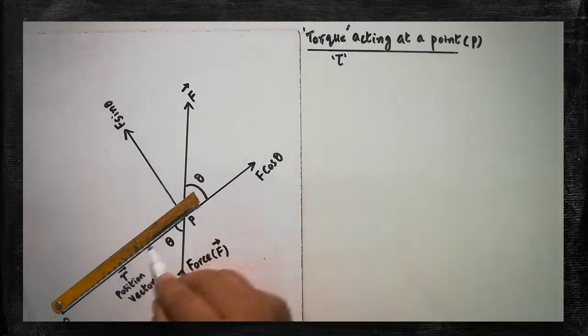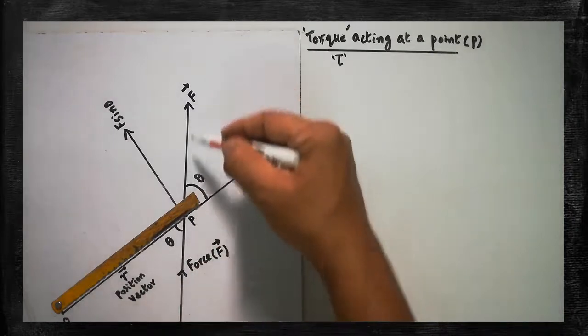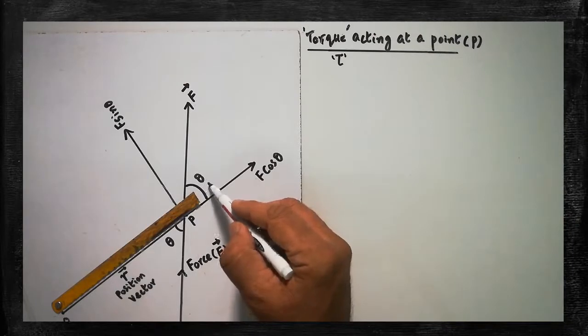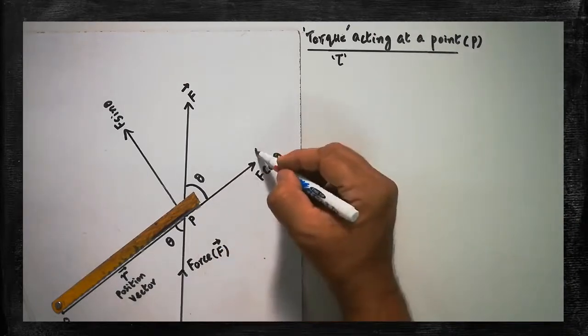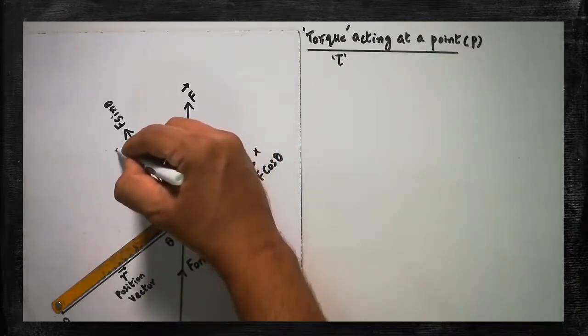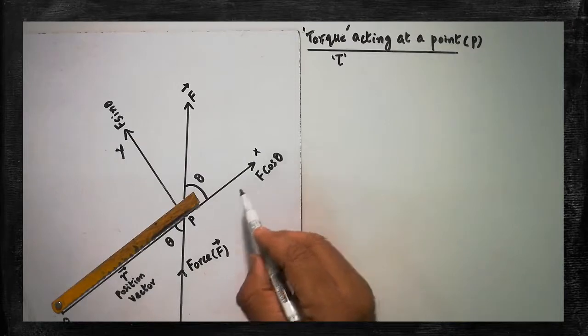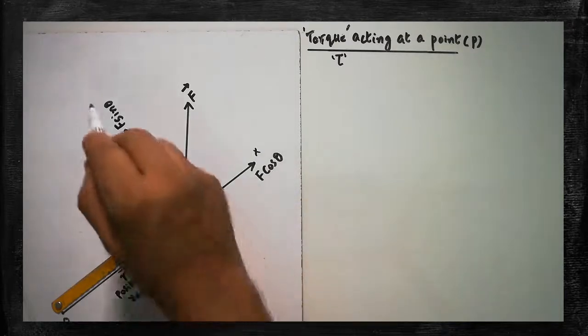This is the line of the position vector. This is the line of the force. In between F and the position vector r, there is one angle called theta. Okay, so this one can be taken as x-axis and this one can be taken as y-axis. So here that F can be resolved into two components, F cos theta and F sin theta.